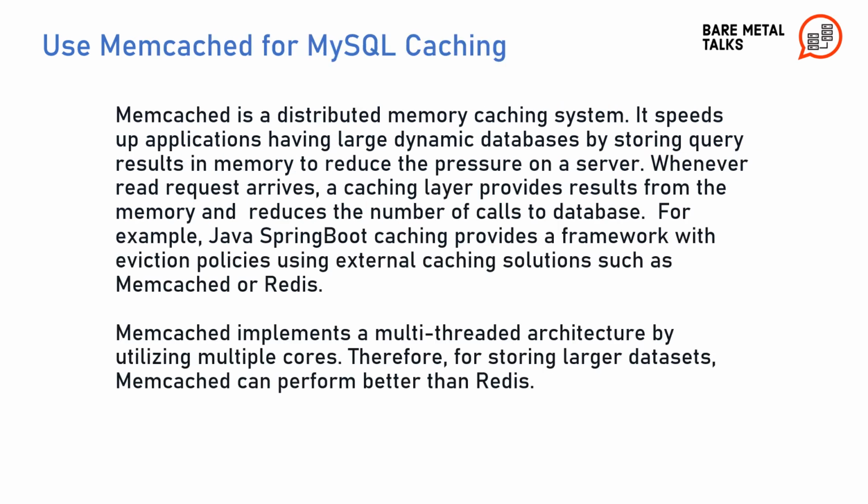Use Memcached for MySQL caching. Memcached is a distributed memory caching system. It speeds up applications having large dynamic databases by storing query results in memory to reduce the pressure on a server. Whenever a read request arrives, a caching layer provides results from memory and reduces the number of calls to the database. For example, Java Spring Boot caching provides a framework with eviction policies using external caching solutions such as Memcached or Redis. Memcached implements a multi-threaded architecture by utilizing multiple cores. Therefore, for storing larger datasets, Memcached can perform better than Redis.